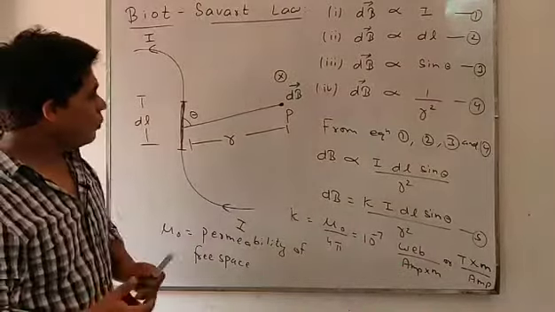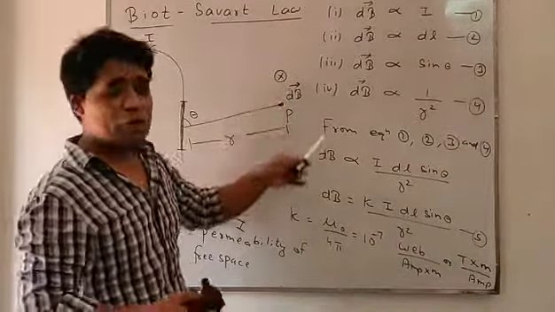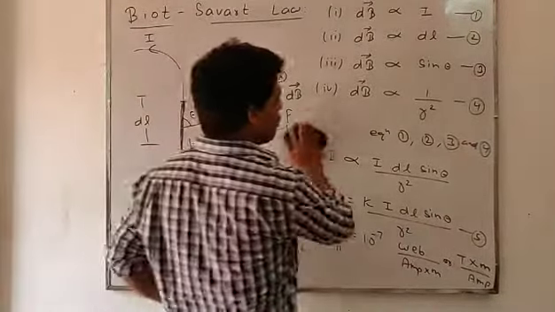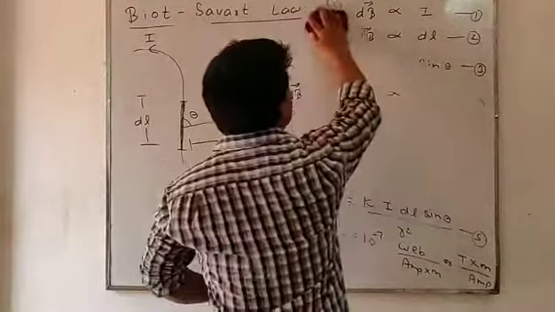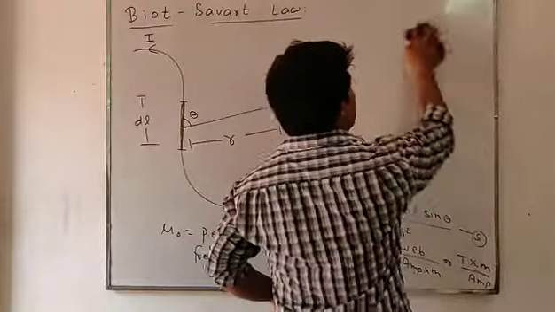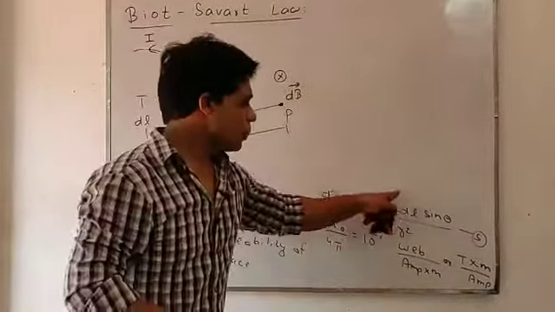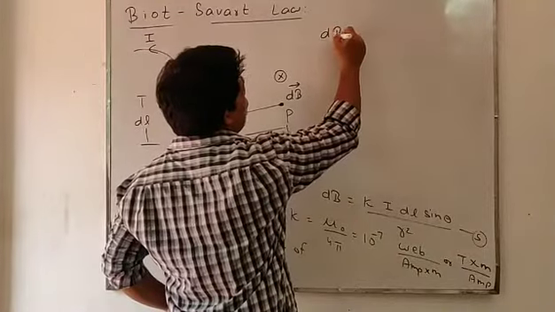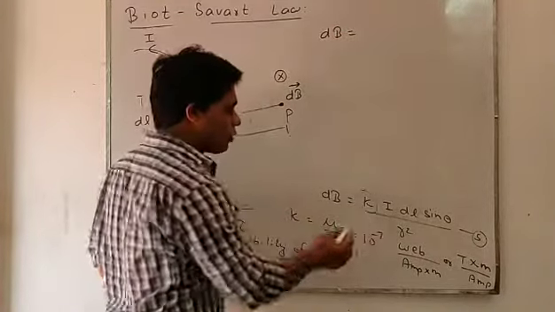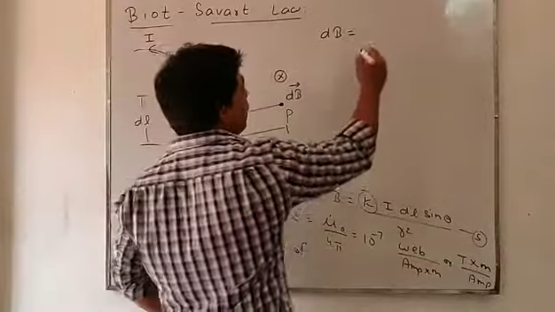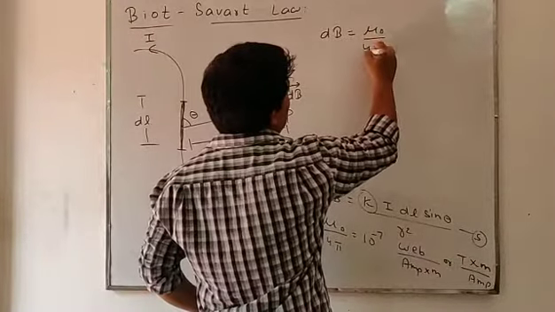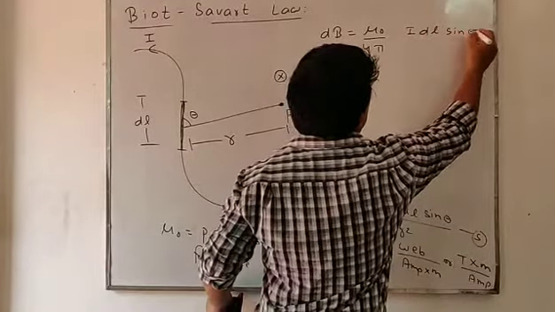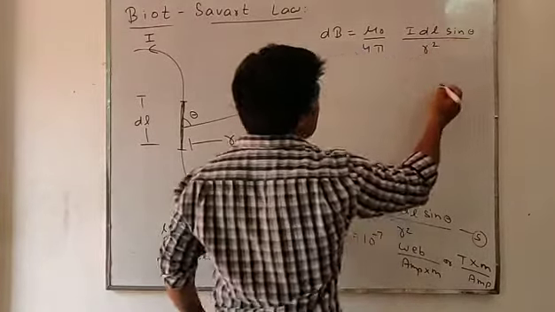Okay, students. Now, I'm going to remove this part. You can take a screenshot. Okay. You can write this. Now, see. Look at students. We'll just extend this form. dB equals to, first of all, I'm going to put the value of K. What is the value of K? Mu naught upon 4 pi. So, mu naught upon 4 pi I dl sin theta by r square.